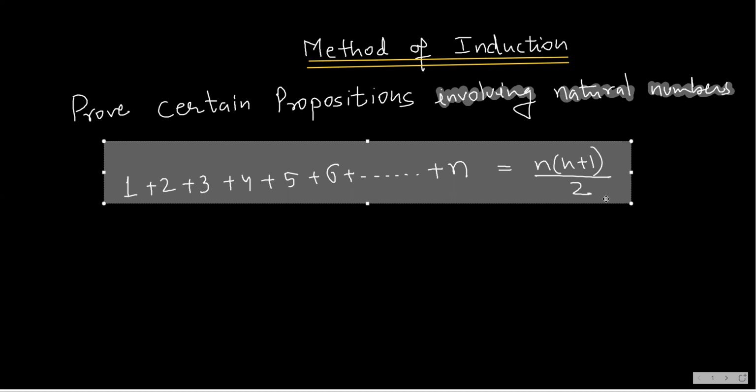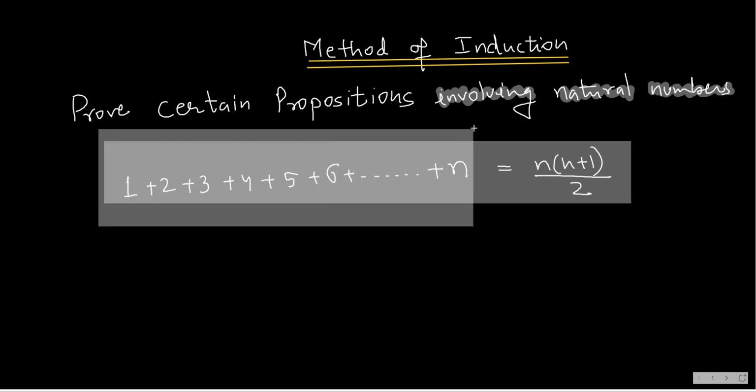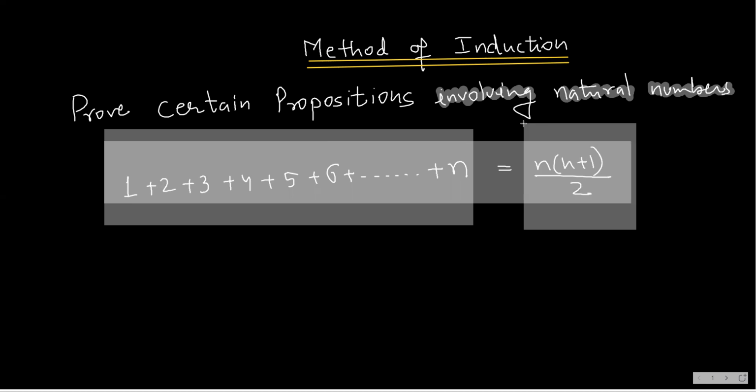Here we have a left hand side, we have a right hand side, and these two are equal. So in this, what are we stating? What is the proposition? A proposition is a mathematical statement. What are we saying here? We are saying that the sum of first n natural numbers can be given by n into n plus 1 upon 2.